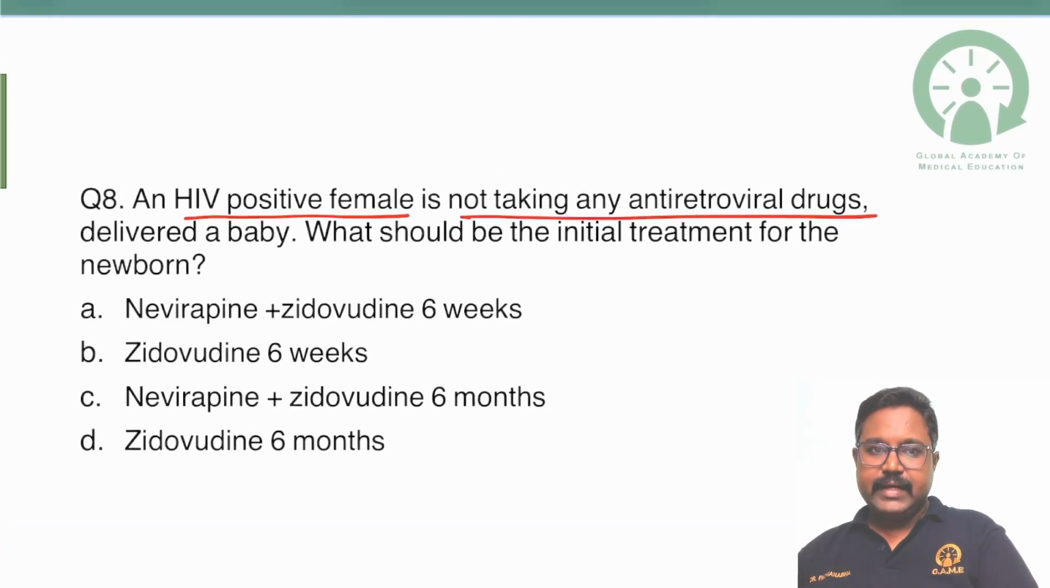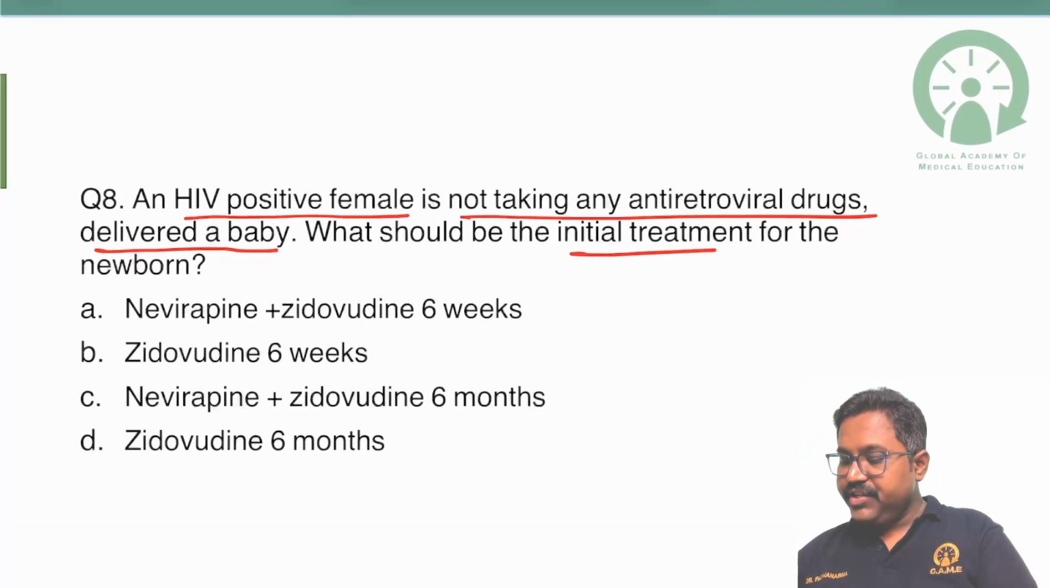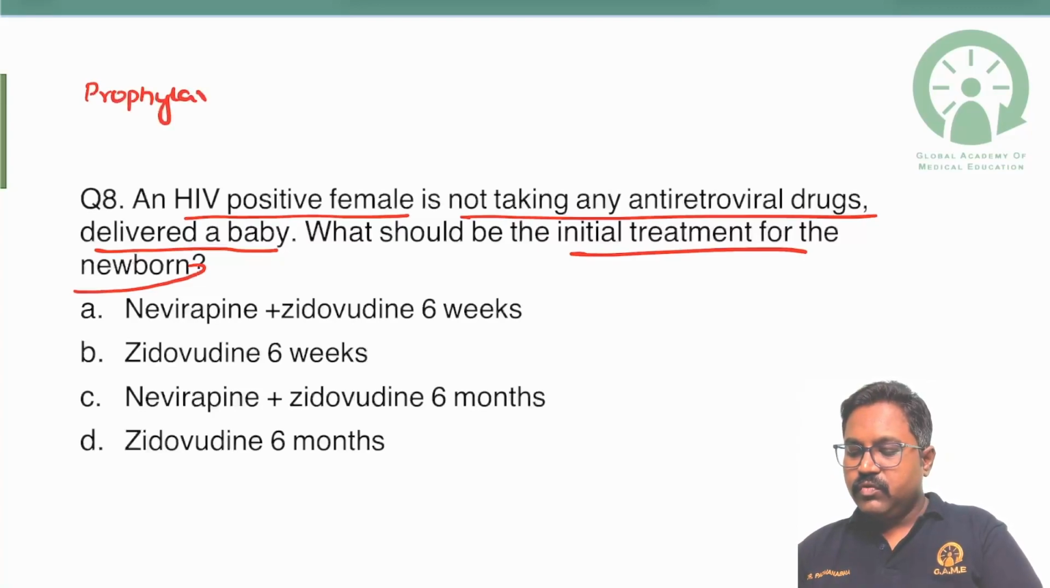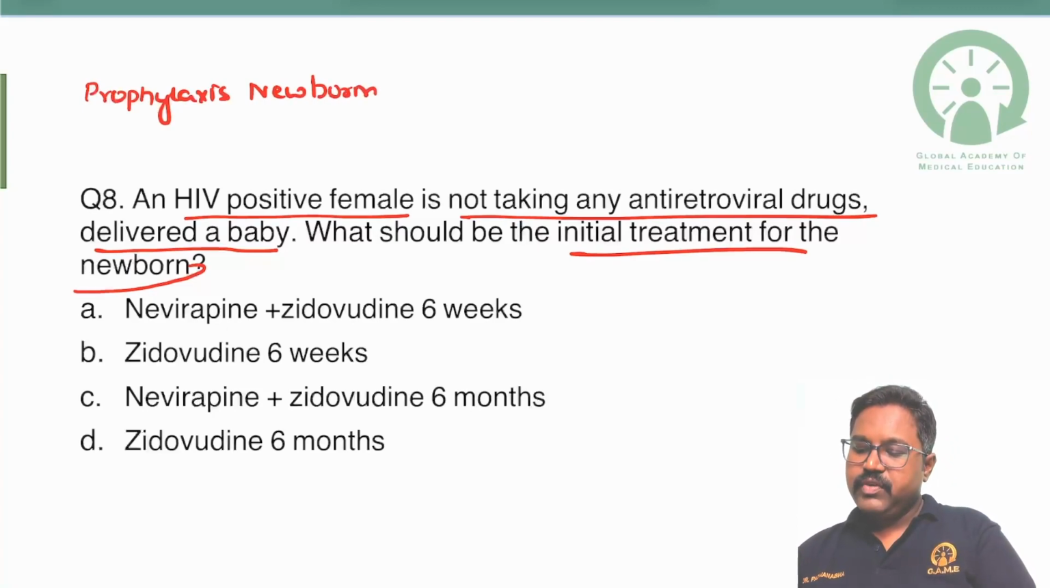So next, coming to the question number 8, that is, an HIV positive female who is not taking any of the antiretroviral drugs delivered a baby. So what should be the initial treatment for this newborn? They are asking for the prophylaxis in newborn. So what will be your prophylaxis in newborn? It will be your nevirapine.